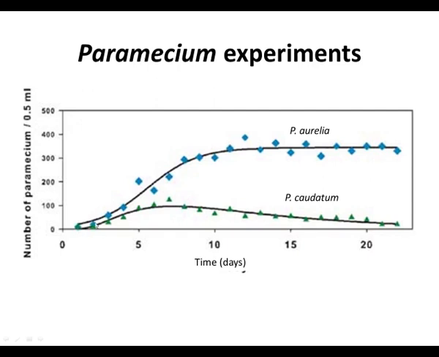So initially both populations started growing, right? And Paramecium aurelia kept growing and it reached the carrying capacity at around 300 individuals per 0.5 milliliter. But what happened to Paramecium caudatum? Eventually it actually went extinct. So after day 20, there were only a few Paramecium caudatum in the container, but aurelia were doing just fine. So what is happening here?